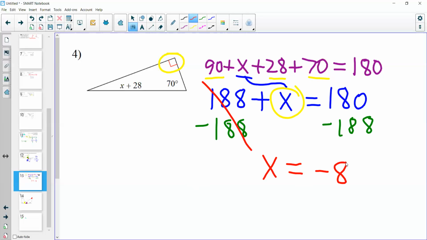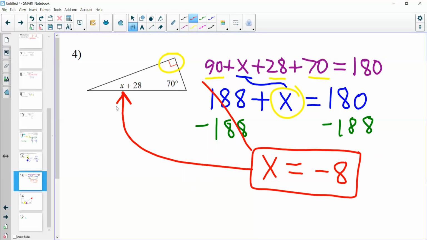Now you may be asking, how can an angle measure be negative? Well, it can't. But this negative 8 is not the angle measure, it's the value of x. So if I substitute negative 8 for x, then this angle ends up being 28 minus 8, which is 20 degrees.